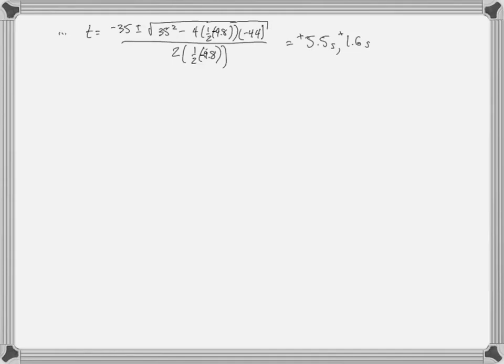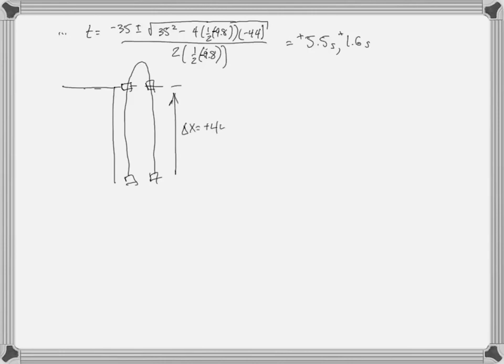Well, let's look at the picture, right? We're throwing an object up, and it passes the top, and then it comes back down. So both have to be correct, right? There's two times when it passes the top of the building. There's two times when it gets to delta x equals 44 meters. The first time is 1.6 seconds, and the second time is at 5.5 seconds.